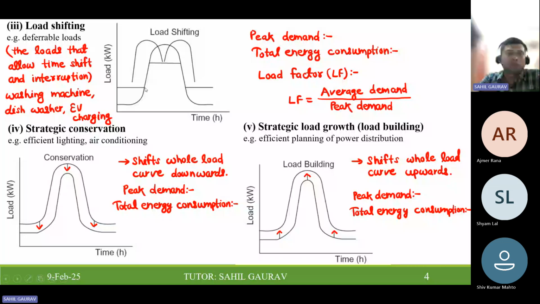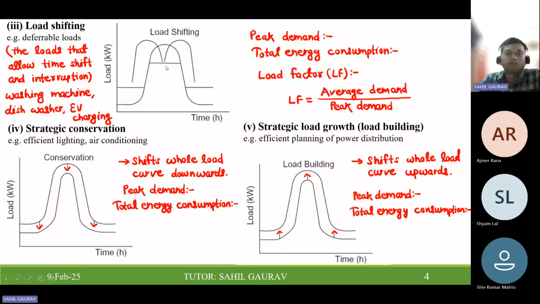So here I am asking one question: can you say one example for non-deferrable loads? These are deferrable loads that allow time shift and interruption. It is not a compulsory type of load. It is not an emergency type of load that always needs electricity power supply. So can anyone give one example of a non-deferrable type of load that you cannot interrupt?